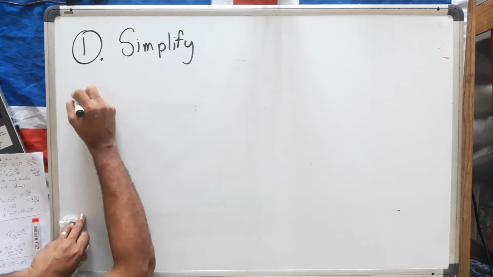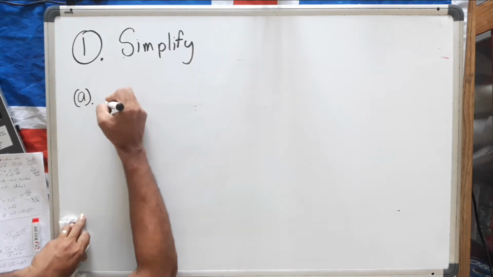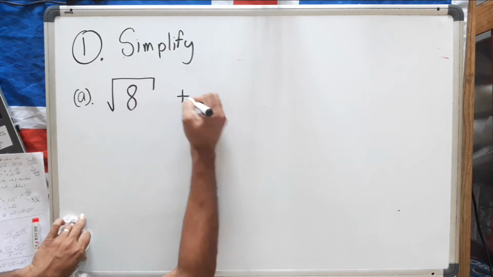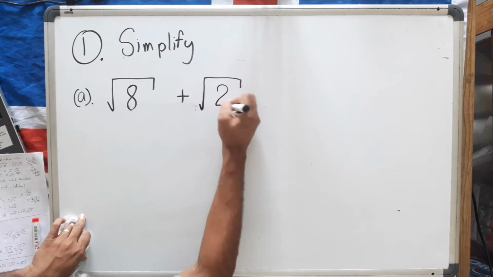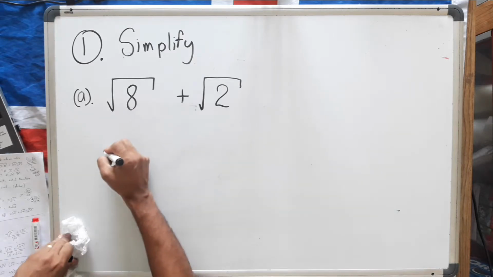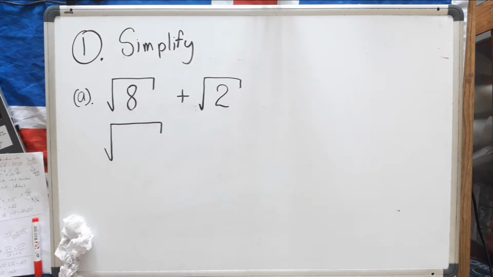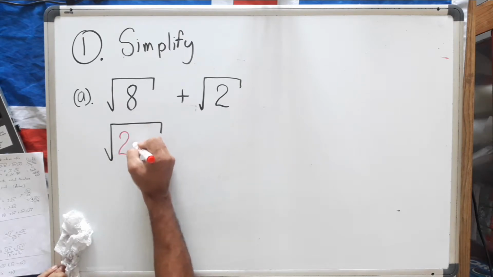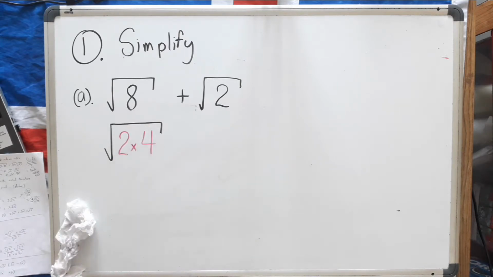So let's say they ask you to simplify the square root of 8 plus the square root of 2. Let's say you lost your calculator and you need to simplify. Did you all know that 8 is the same exact thing as 2 multiplied by 4? So the 8, we can break up into 2 multiplied by 4.